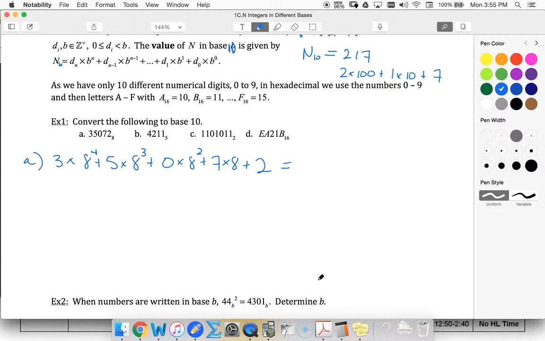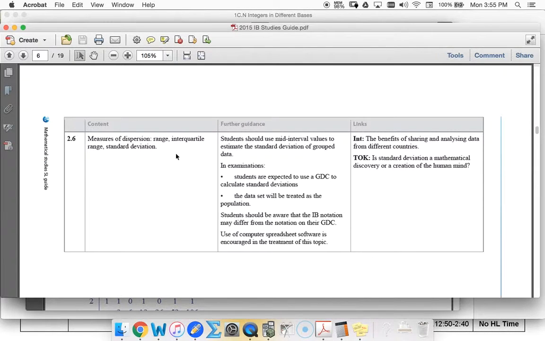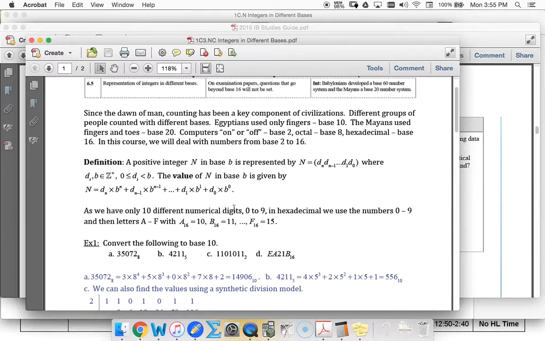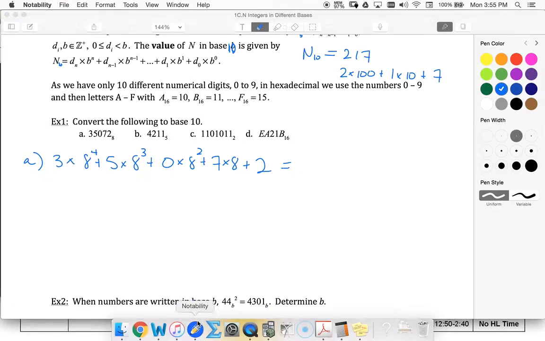If we calculate this all out, then we're going to find that we have this value here. I've calculated it out already, 14,906. And that is in base 10.